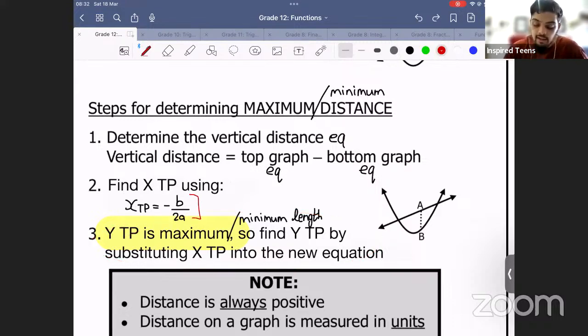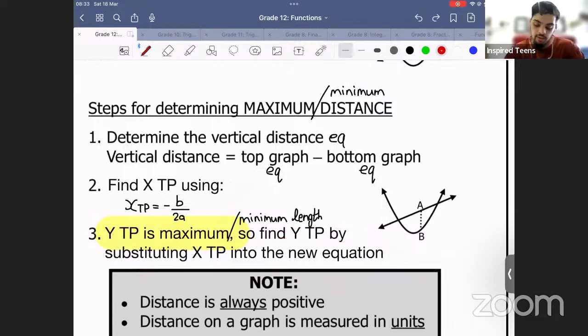So why are you finding the turning point? Because remember when we discussed turning points, we said turning points are maximums and minimums. That's exactly why we are doing it, because they wanted maximum distance or minimum distance. We found the expression for that equation, and then we found its maximum or its minimum value. Its maximum or minimum value is its turning point, number one. And number two, the y turning point is specifically the maximum or minimum length. So you have to find the y turning point.